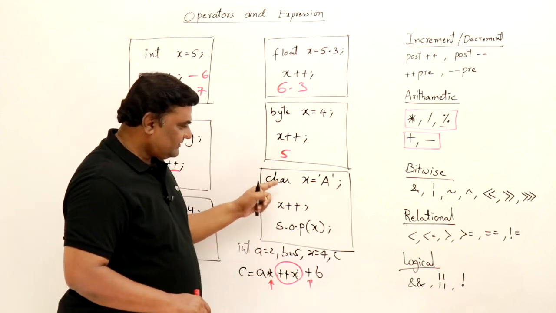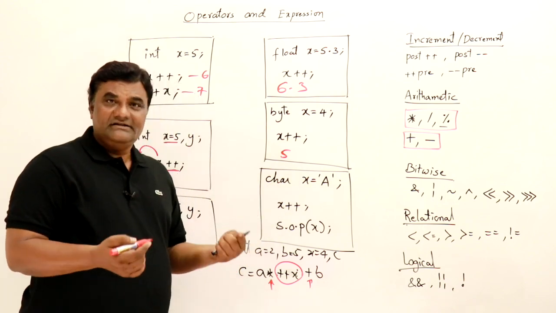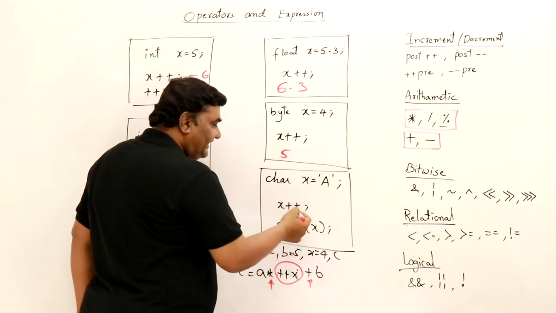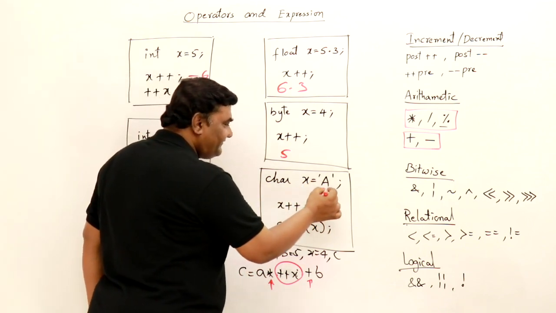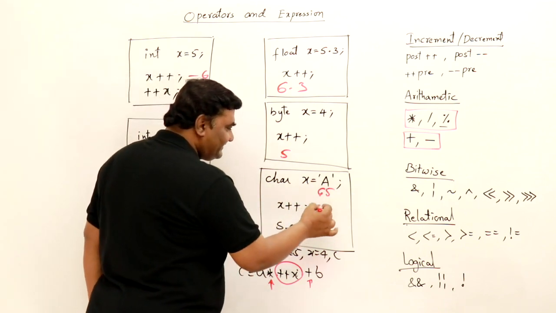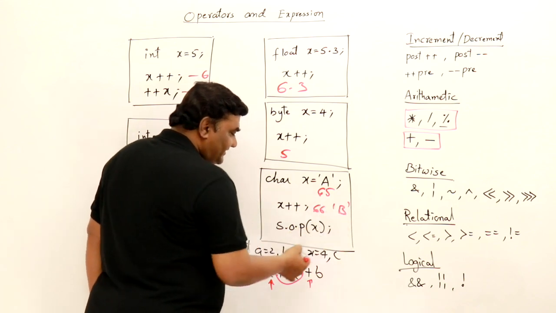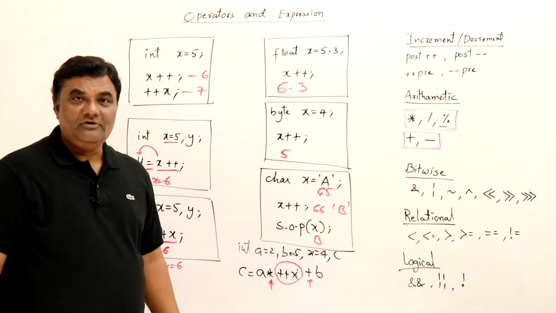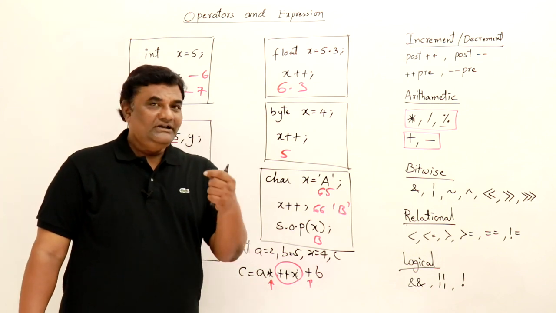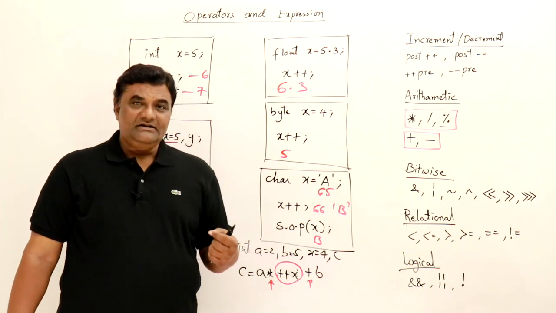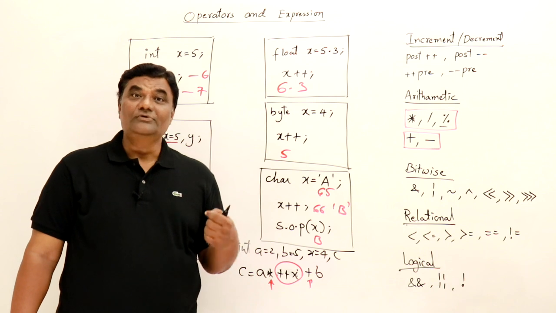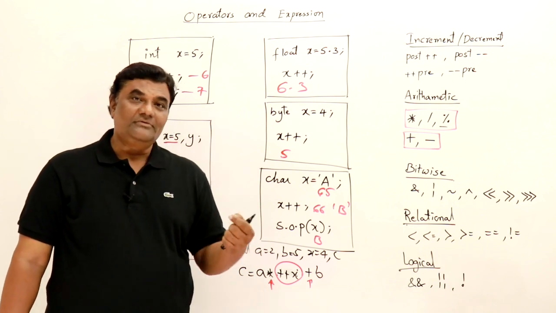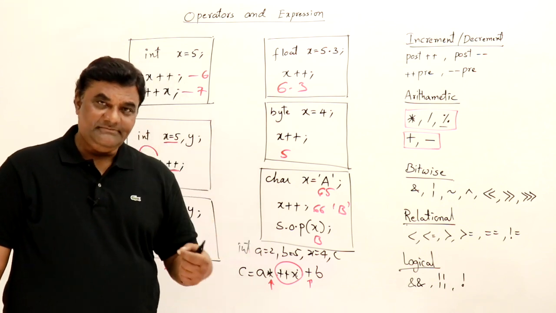Now here, a character. Can we increment a character? Yes. Here it is 'a'. x++: 'a' means 65, x++ means 66, and 66 means 'b'. So if you print, you will get the result as 'b'. So it can be performed even on a character. Only one data type we cannot perform increment or decrement on, that is Boolean. On Boolean type variables, you cannot perform increment and decrement.